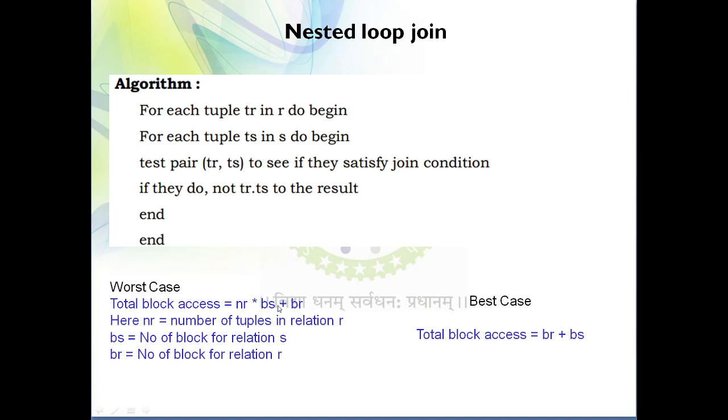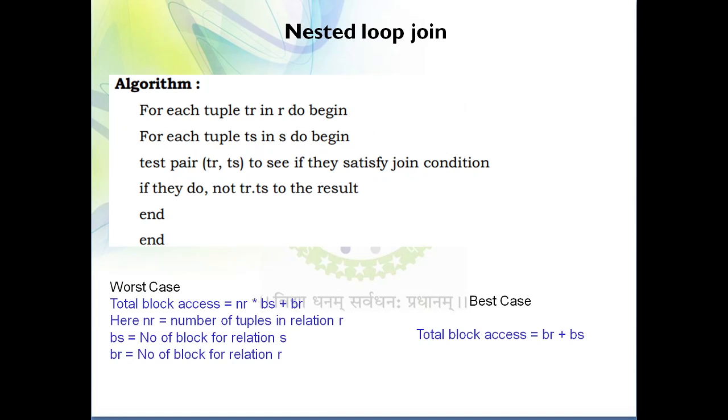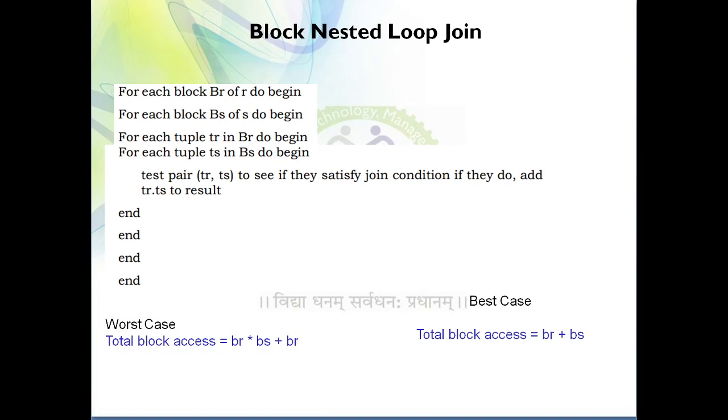In this case the formula is different. So what do BR and BS mean? The number of blocks in R and the number of blocks in S. And the best case formula for nested loop join as well as for block nested loop join is the same. That is BR plus BS.